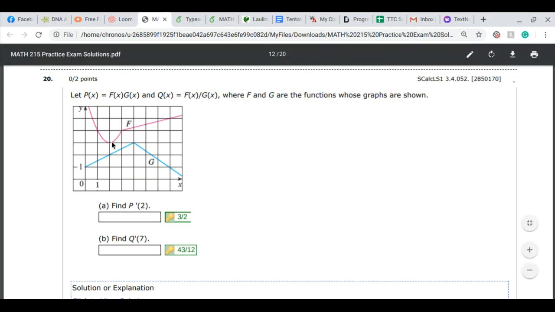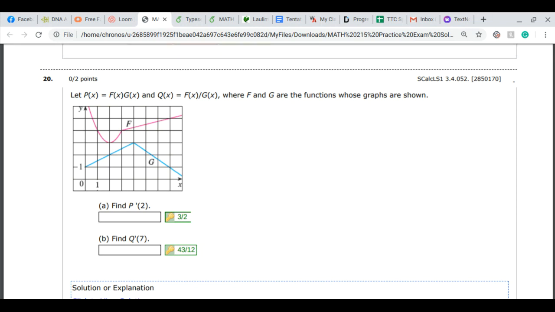Now, what is f prime of 2 times g of 2? G of 2 is 2. We can see here from the graph. F prime of 2, the slope here, we have bottom of valley, that is 0. So f prime of 2 is equal to 0. 0 times anything is 0. So we're left with 3 halves.